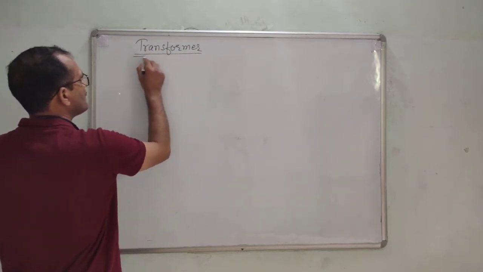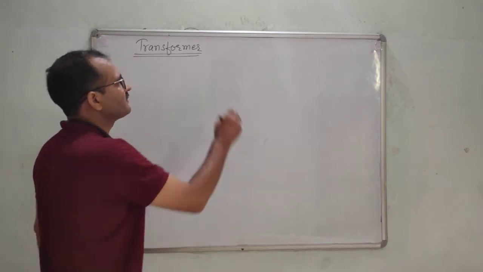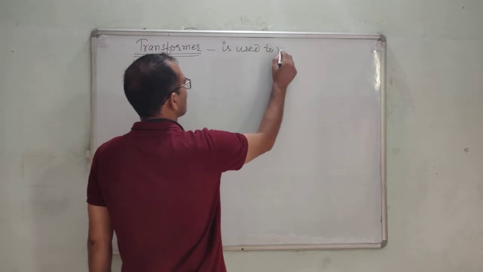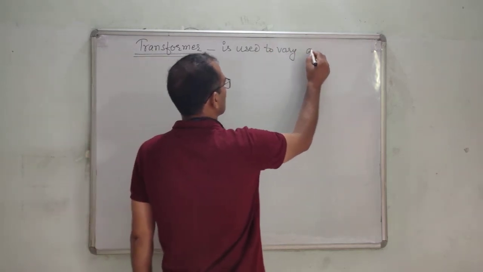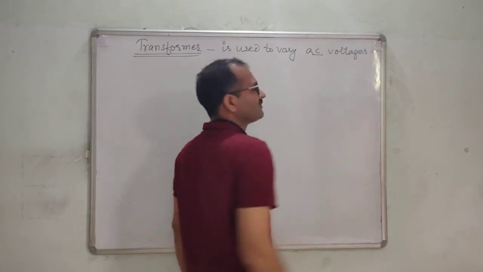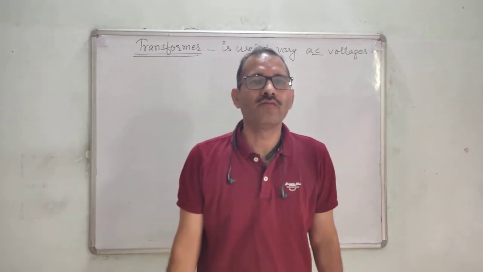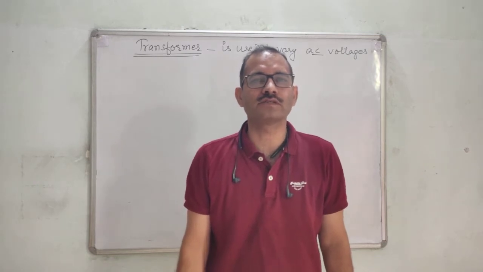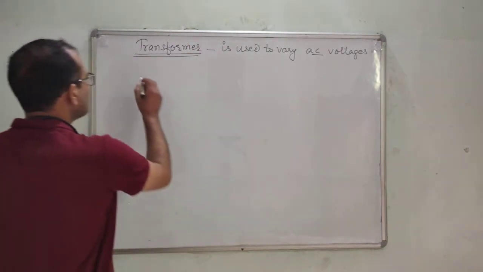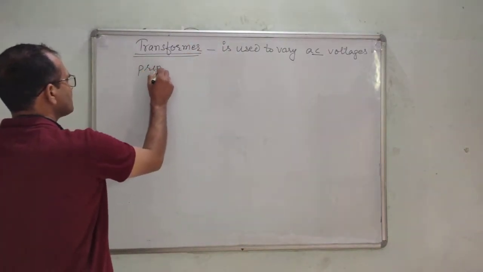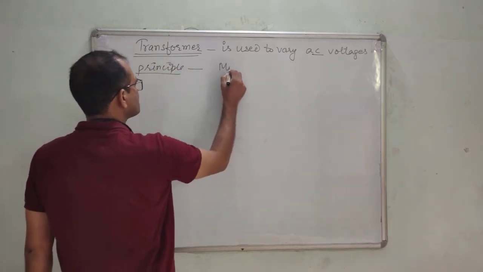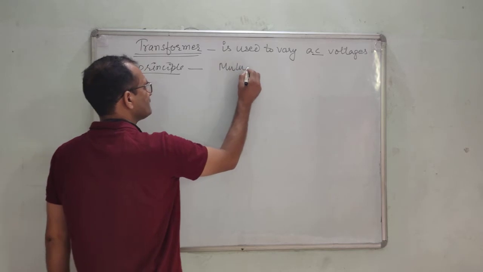First of all, what is a transformer? A transformer is used to vary AC voltages. It works for AC, for changing currents. It will not work for DC current, because the principle behind a transformer is mutual induction.